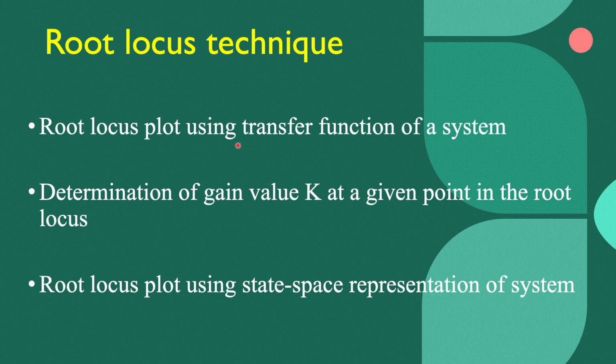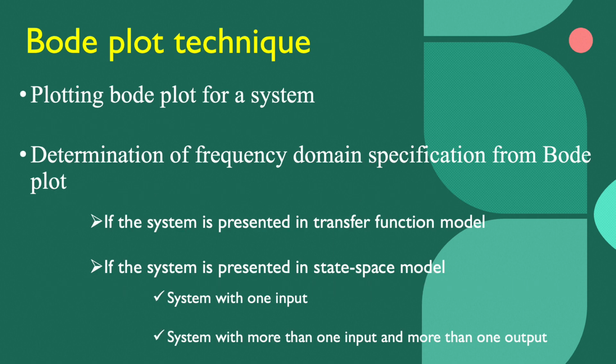Now in this section I present the MATLAB approach to the generation of root locus plots and finding relevant information from the root locus plot. First we start with the root locus plot using the transfer function of the system, then determination of the gain value k at a given point in the root locus, and last we talk about root locus plotting using the state space representation of the system. All of this happens in the MATLAB environment.